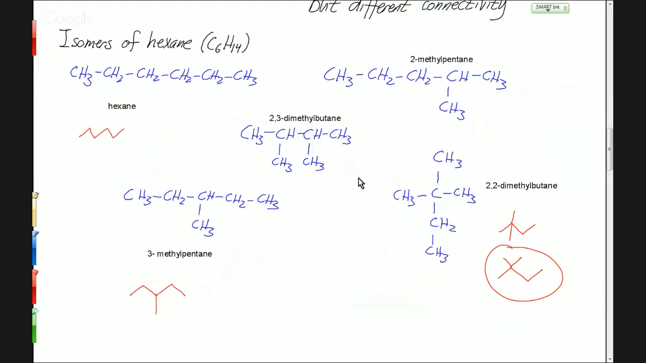So we'll look at a couple of those problems after this. All right, got some structures. Should look something like this. So 2,3-dimethyl butane is going to be like that. And 2-methyl pentane, like that.